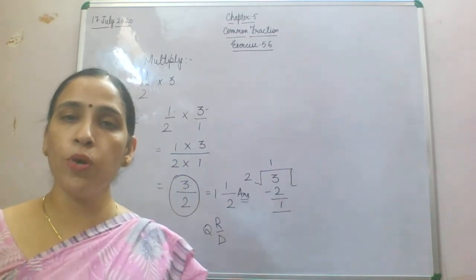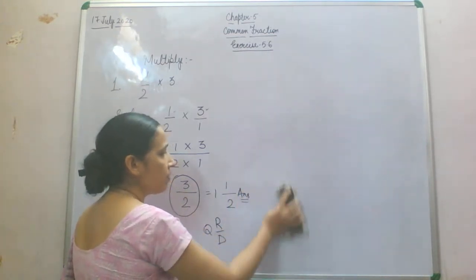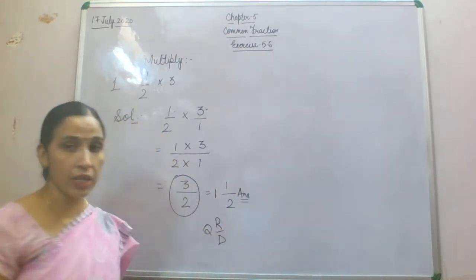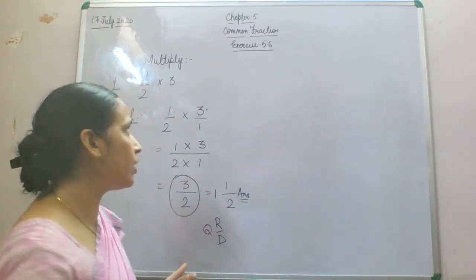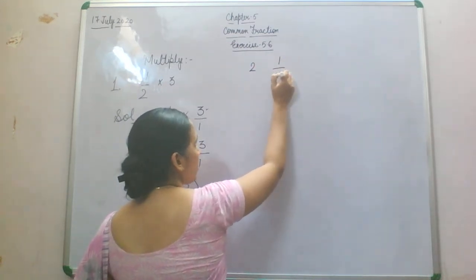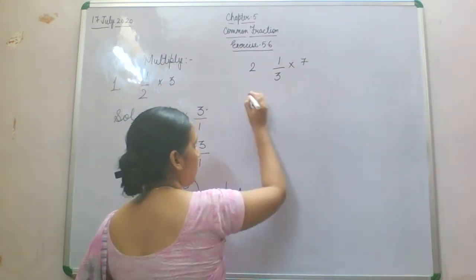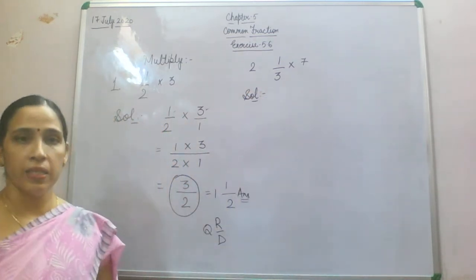Let's take one more example related to this. Only one more unit fraction we will take, and that unit fraction will multiply by the whole number. Now that is your second question of exercise 5.6. 1 by 3 multiply by 7.